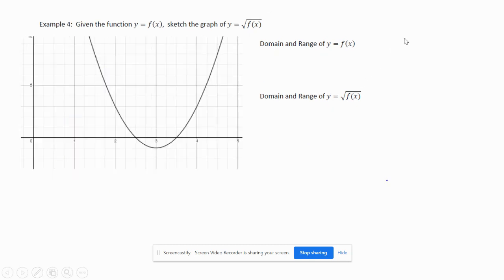Okay, example 4. Same idea. Given y equals f of x, sketch y equals square root of f of x. Step 1, where y equals 0. Invariant points here and here. Now where does y equals 1? Here and here. Okay. Step 2, plot your nice y values.